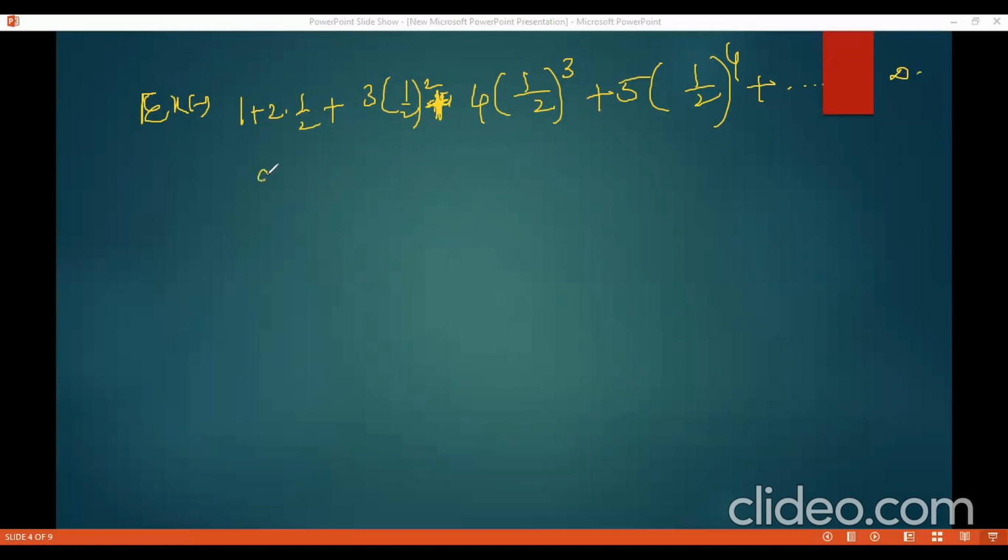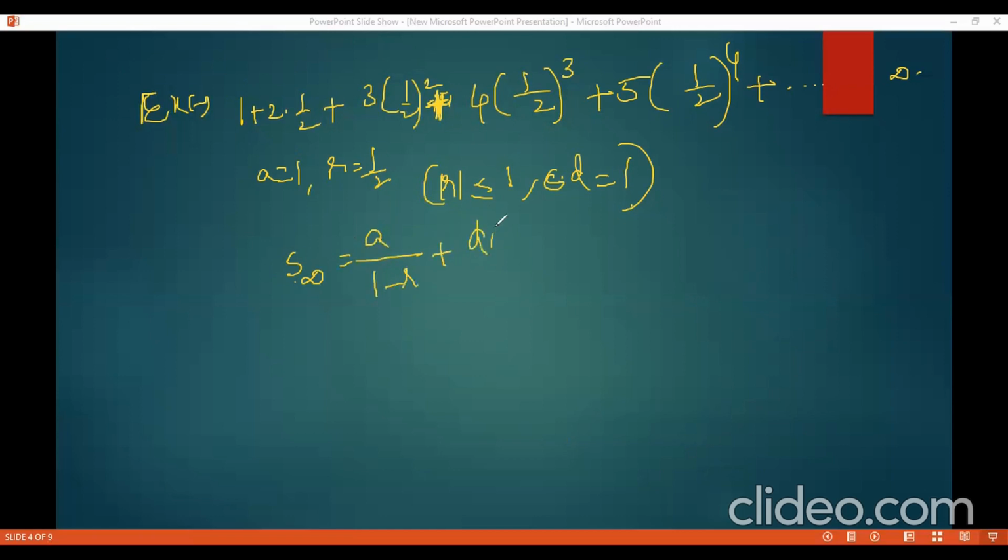Now here a is equal to 1, r is equal to half. So that means, what do you get? We get mod r should be less than 1. And common difference is 1, right? Common difference is also 1. So can you write S infinite? S infinite is equal to a by 1 minus r plus dr by 1 minus r whole square. Okay. Now, I am substituting the values: 1 by 1 minus half, into dr.